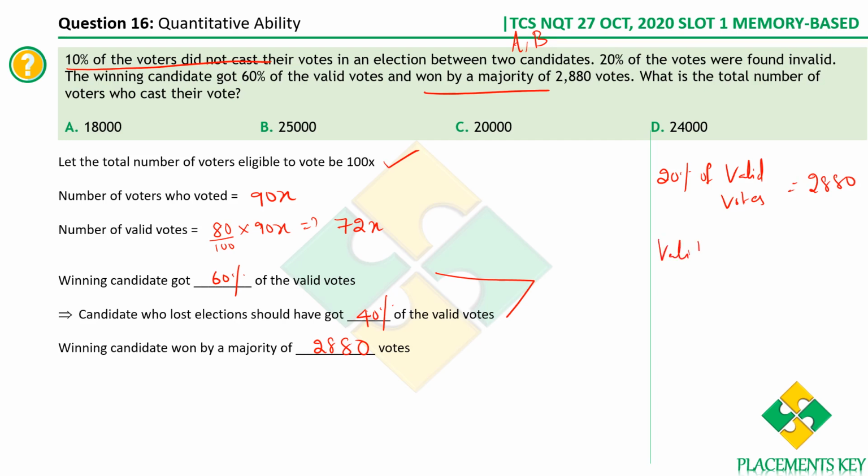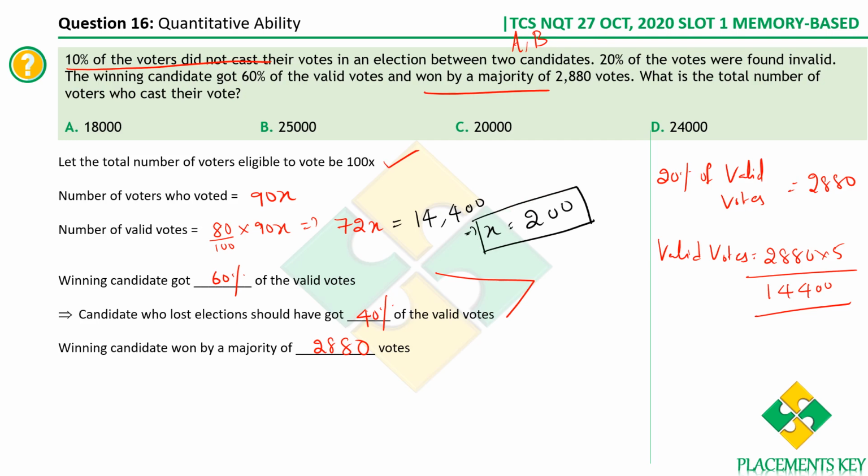So what can we say? The number of valid votes is 2880 times 5, since 20% is 1/5. So we get 14,400. Therefore we have got the number of valid votes. Now we know that the number of valid votes is 72x, right? So we have 72x is equal to 14,400. Therefore what is the value of x that we get? x is equal to 14,400 by 72, so you get x value as 200.